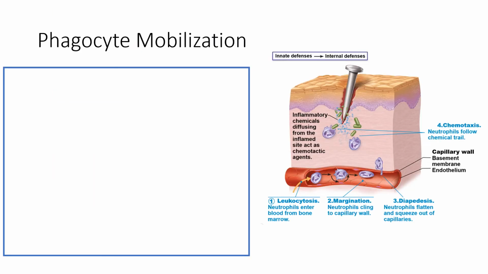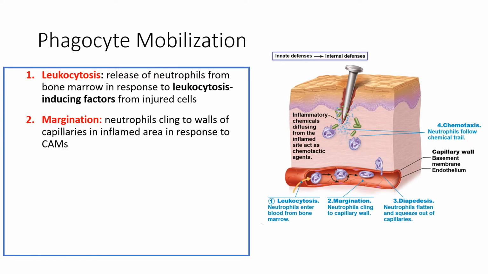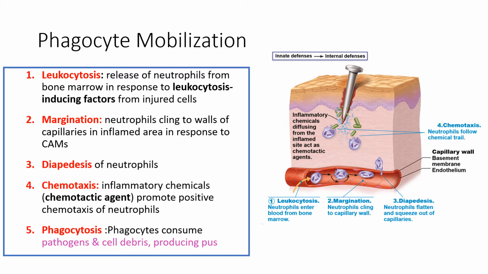So whenever there is an entry of a pathogen, the phagocytes need to be mobilized. It involves different steps, for example leukocytosis, where a neutrophil enters the blood from the bone marrow; margination, where it clings to the vessel wall; diapedesis, where it squeezes through the capillary and enters the tissue space; and chemotaxis, where the neutrophil follows the chemical trail.